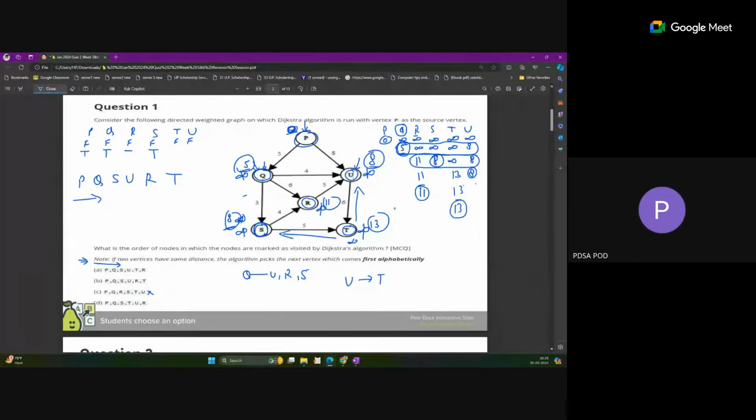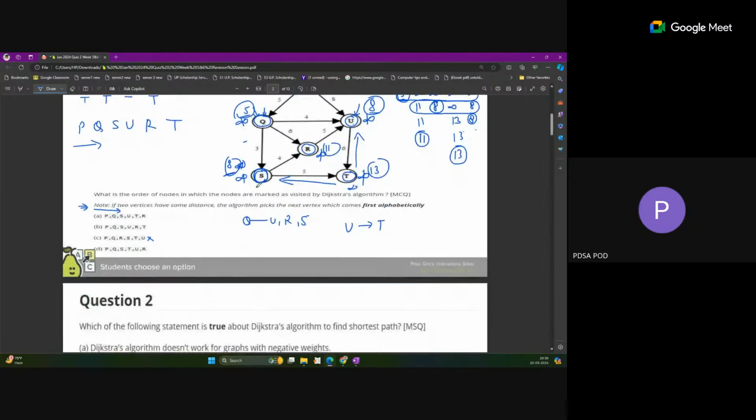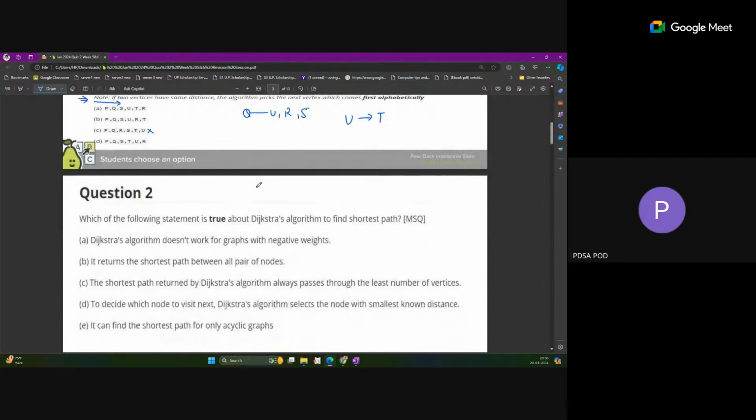But this is a small graph. Suppose the graph is given and there are maybe 100 ways to reach a node. How will you figure out which one is the shortest? That is why we properly apply the algorithm, which maintains all these things. Okay, so this is the first question. Now let's move to the second.